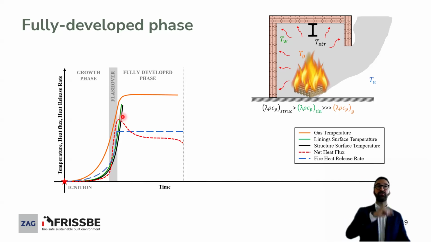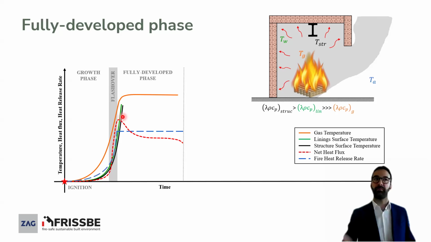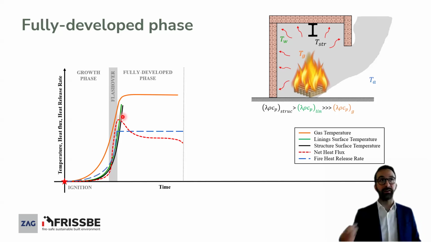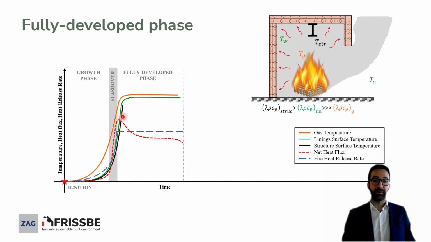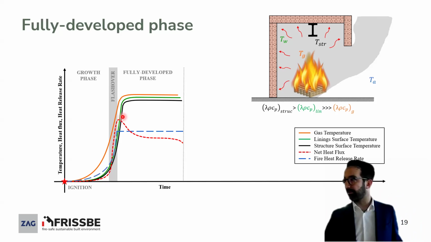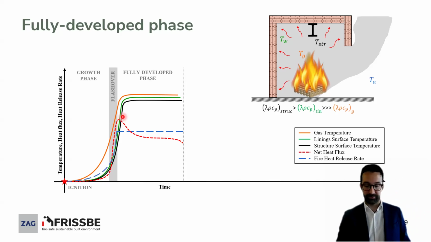What you see is that you have a peak in the heat flux when there is the greatest difference between the gases and the temperature of the structure itself. But then at a certain point, the heat flux tends again to a steady state condition, to a specific value. I'm just focusing on the surface temperature, but again, the linings would follow what happens in the gases, and the structure would follow what happens in the environment.